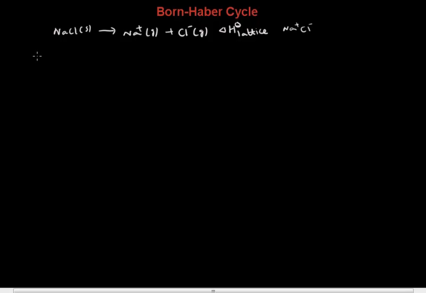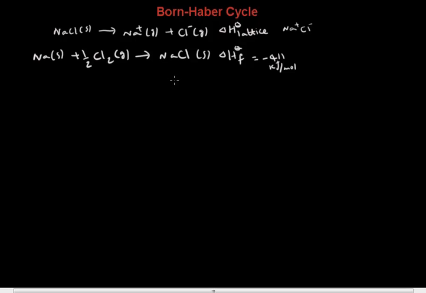So the equation for the enthalpy of formation for sodium chloride would be the enthalpy change that takes place when 1 mole of pure sodium chloride is formed from its elements under standard conditions. So this is the enthalpy of formation, which equals negative 411 kilojoule per mole. That is the standard enthalpy of formation of sodium chloride.